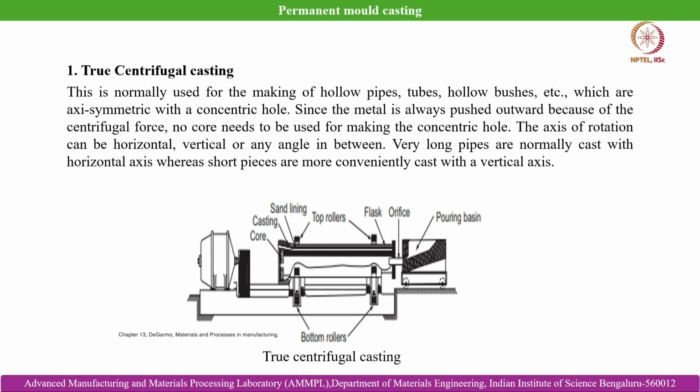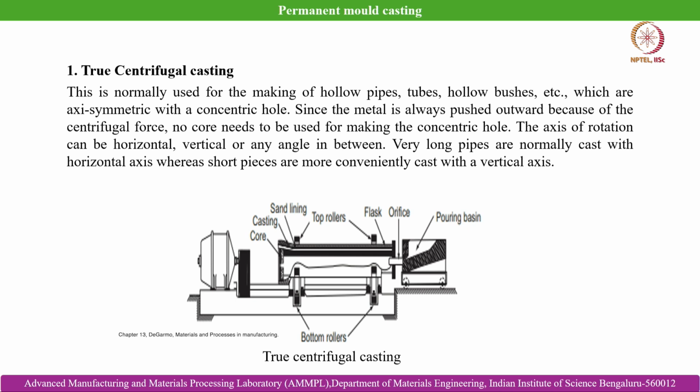This is normally used for making hollow pipes, tubes, hollow bushes, etc., which are axisymmetric with a concentric hole. Since the metal is always pushed outward because of the centrifugal force, no core needs to be used for making the concentric hole. That is another big advantage of this process, because I discussed that there are a number of challenges in positioning the core within the mold cavity in a defined way, without causing any dislodging or any dimensional tolerance deficiency in the cast part.